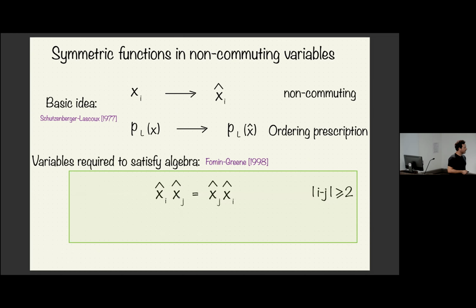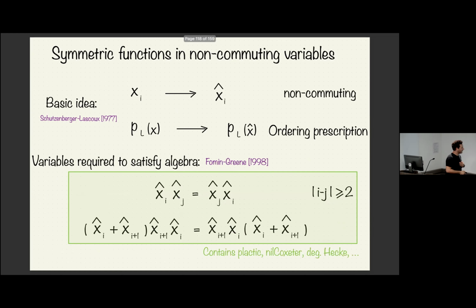So here's one choice, which is made by these authors in 1998, where you take these variables to be, even though in general they're not commuting, kind of non-locally commuting. So if they're far apart enough, then they do commute. And if they're nearest neighbors, they satisfy this algebra, which looks a little bit like the braiding algebra, but not quite. I'm going to call it the Foreman and Green algebra, and it contains a couple of different algebras as special cases. These are widely studied algebras.